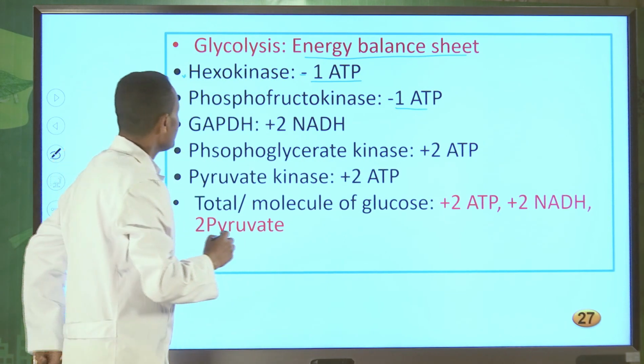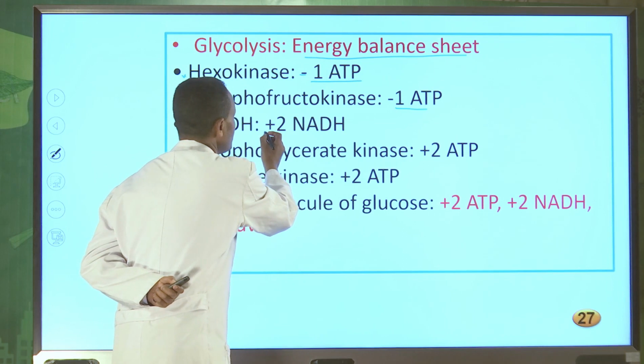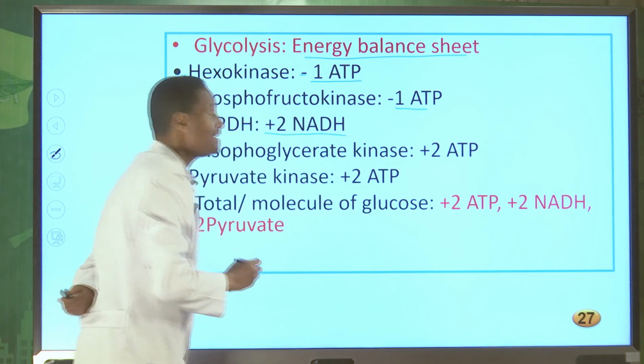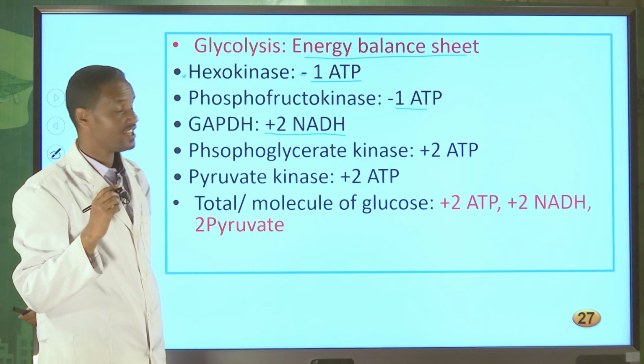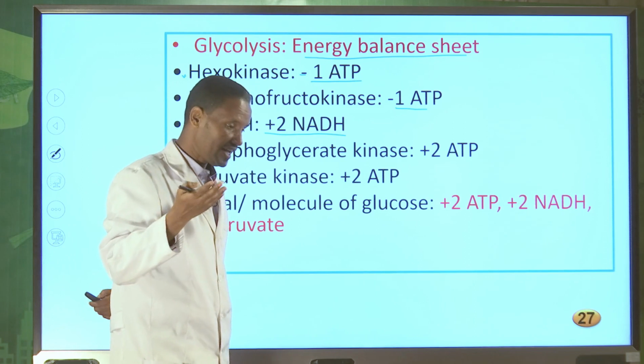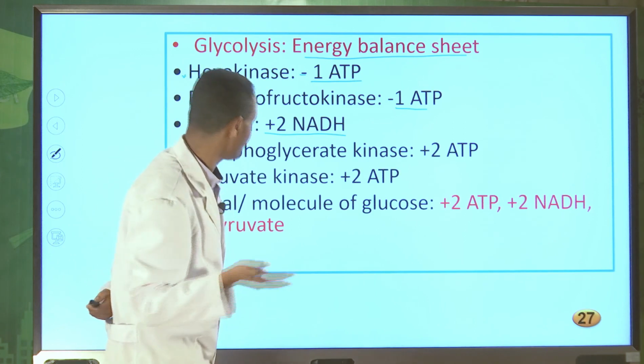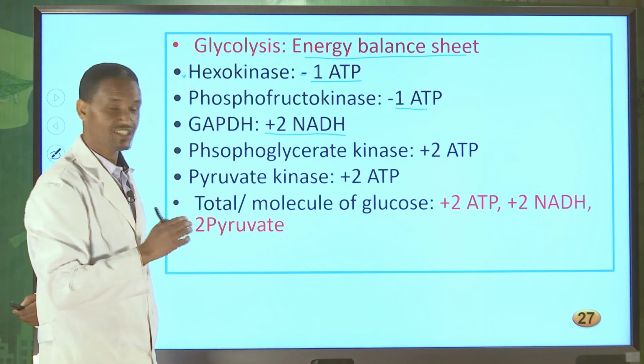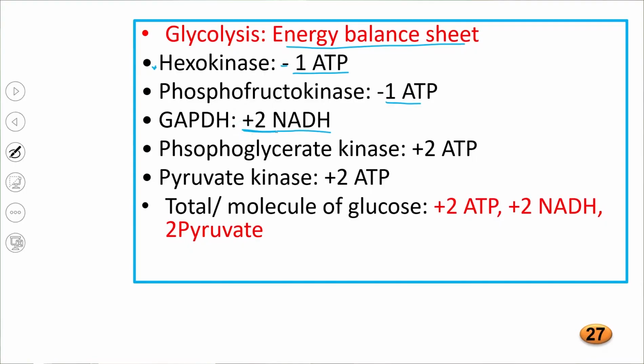Then when dehydrogenase takes place, 2 molecules of NADH are formed. This NADH is an energy storing compound which will help us to release ATP in the electron transport chain stage. This is one important energy storing compound produced in the glycolysis stage. The other one is phosphoglycerate kinase. At this stage, 2 molecules of ATP are gained. Then in pyruvate kinase, 2 molecules of ATP are also gained.